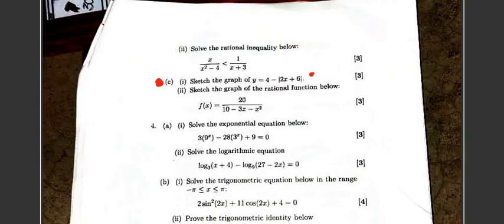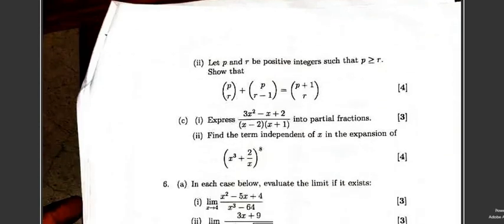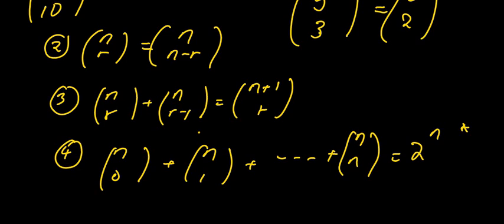They were telling us to show. So here's a question. They were saying show, not prove but show. This is what they were asking for this guy. They want you to show that this plus this is the same as that, provided p and r are positive numbers and p is greater than or equal to r. That's what they're saying. So I'll use that as an example of how we go about our rules.